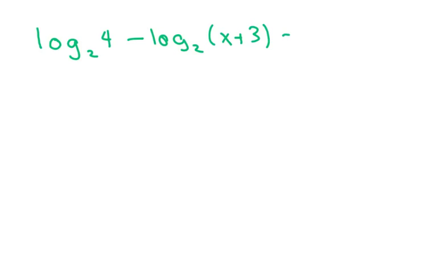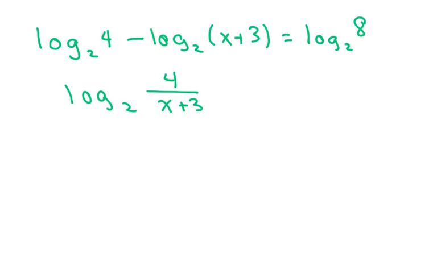Okay. The next one, we have log base 2 of 4 equals log base 2 of x plus 3. No, this is not plus, this is minus. Equals log base 2 of 8. So I'm going to use my quotient property and write this as a single logarithm. Now, my bases are the same, so I'm just going to solve for x.